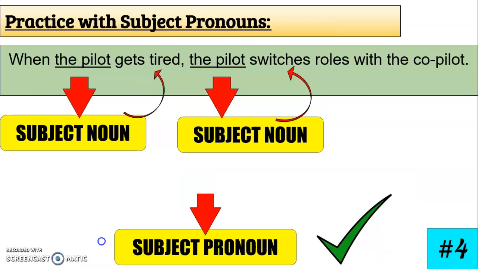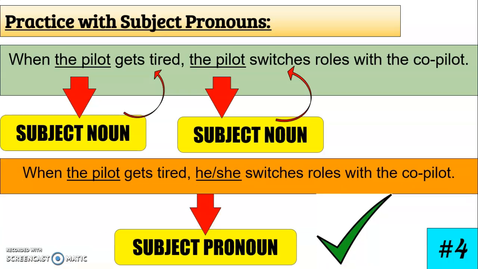So what's the correct answer? When the pilot gets tired, the pilot switches roles with the co-pilot. Here's your answer. When the pilot gets tired, he or she switches roles with the co-pilot. They must agree in gender and number. And the pilot in this case can be either female or male, and it's singular.